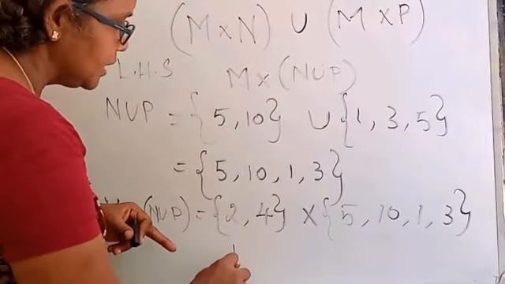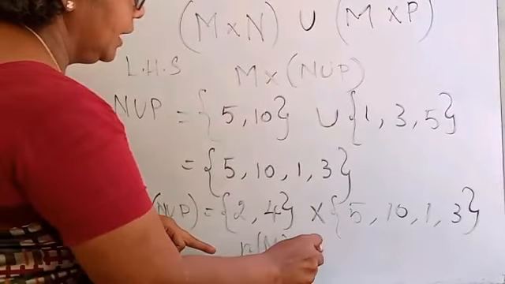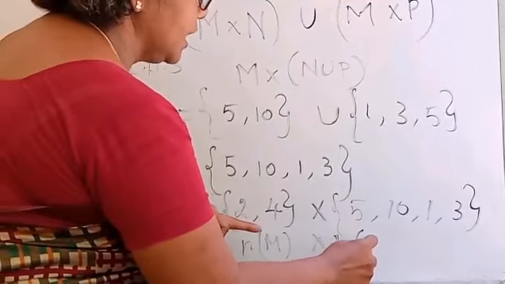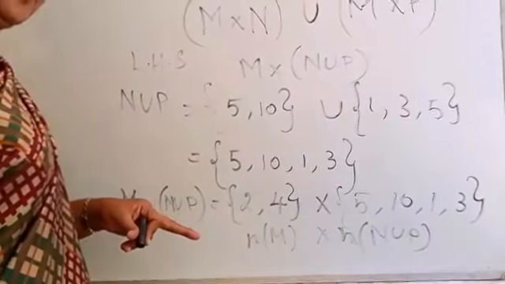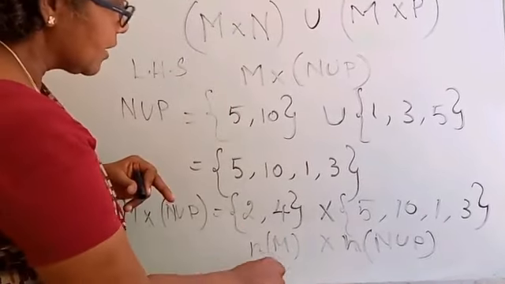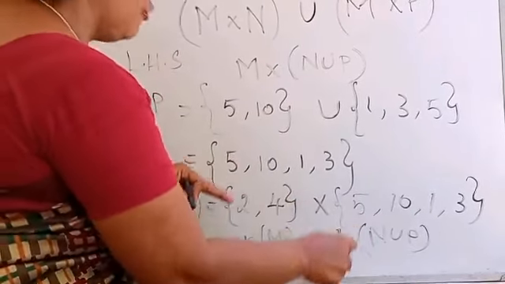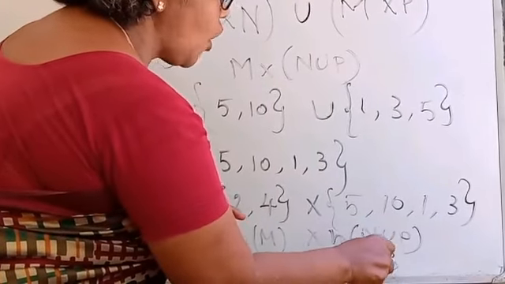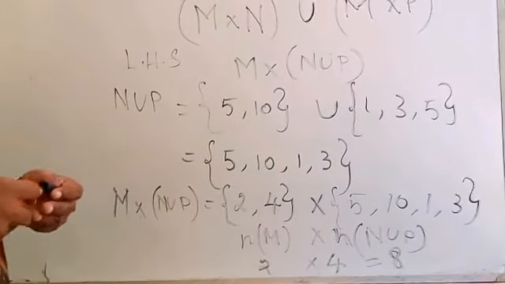It is nothing but the cardinal number of M into the cardinal number of N union P. So what is the answer? For M, you have two elements, into N union P, you have 4 elements. So totally you will be having 8 ordered pairs in the Cartesian product. 8 ordered pairs in the Cartesian product.